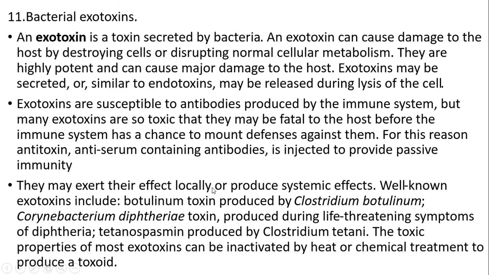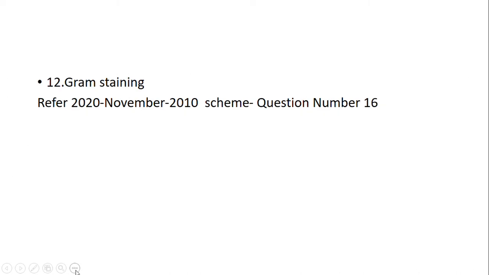They may exert their effect locally or produce systemic effects. Well-known exotoxins include botulinum toxin produced by Clostridium botulinum, Corynebacterium diphtheriae toxin, which produces the life-threatening symptoms of diphtheria, and tetanospasmin produced by Clostridium tetani. The toxic properties of most exotoxins can be inactivated by heat or chemical treatment to produce a toxoid. Gram staining is already discussed.